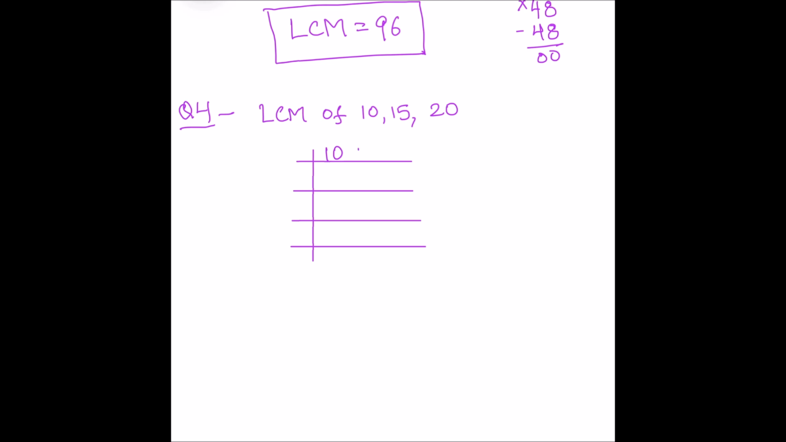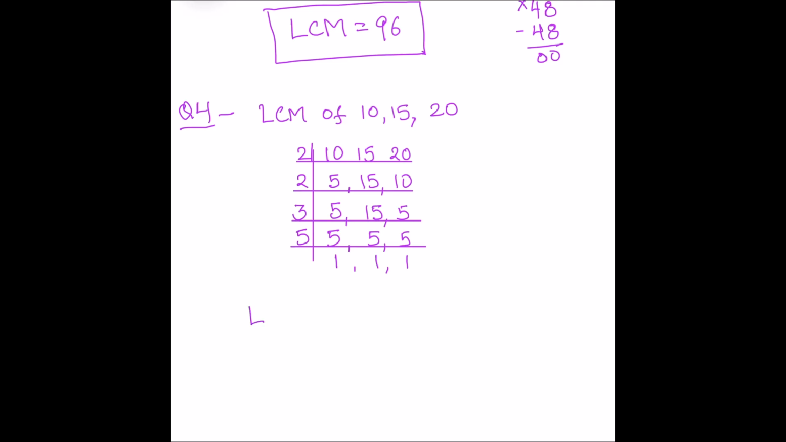So 10, 15 and 20. Let's use 2 to divide 10 and 20. 2 times 5 is 10. 15 will be as is. 2 times 10 is 20. Now we can use 2 again to divide 10. 5 will be as is. 15 will be as is. 2 times 5 is 10. Now we can use 3 to divide 15. 5 will be as is. 3 times 5 is 15. And 5 will be as is. Now we can use 5 to divide 5. 5 times 1 is 5, and 5 times 1 is 5.